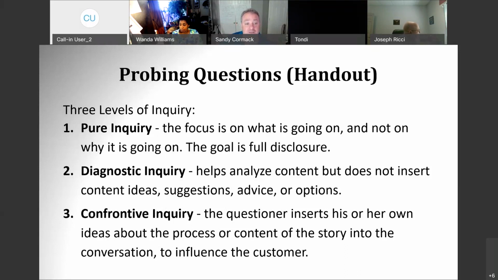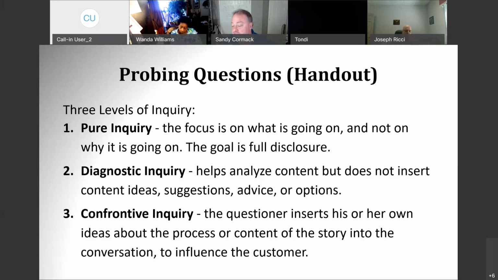Then the second level of inquiry is diagnostic inquiry. Now I'm going to start analyzing what you've told me by asking more probing questions. I'm going to try to dig deeper. It helps me analyze what you're talking about, but at this point I am not ready to give you ideas or suggestions or advice or opinions. I'm still digging in and trying to diagnose what I think the real root cause of the problem is.